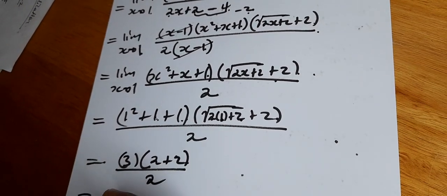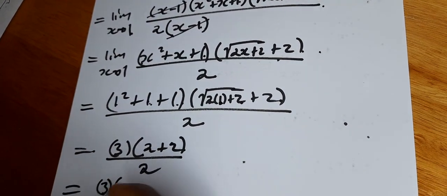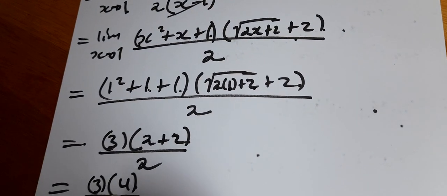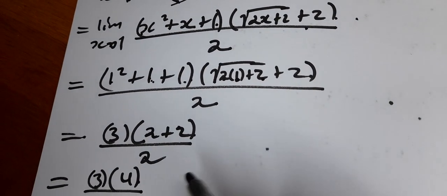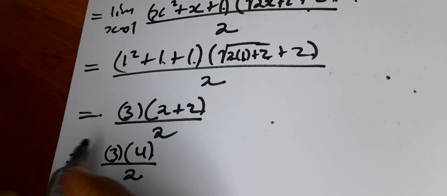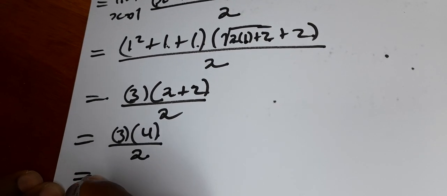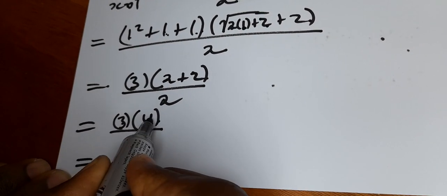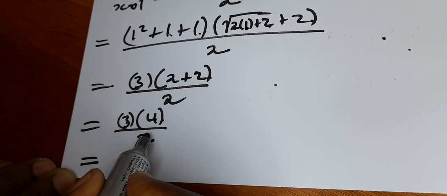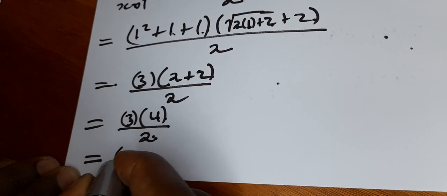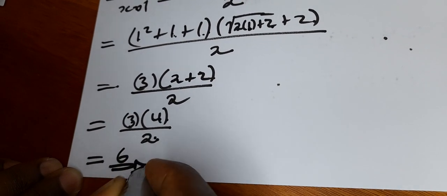This will give us 3 multiplied by 4, and then all over 2. Then we can simply divide. This will be equal to 3 multiplied by 4 is equal to 12, divided by 2 is equal to 6. Then this will be your limit.